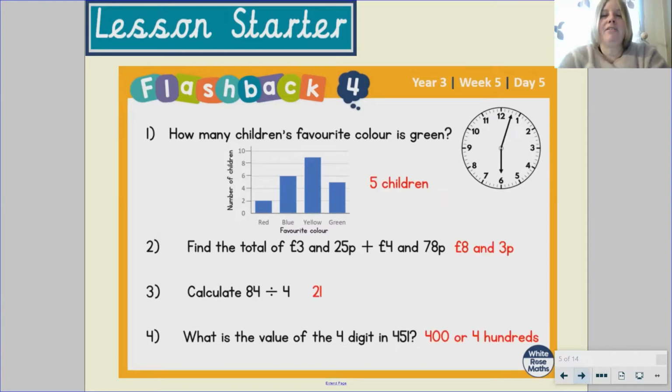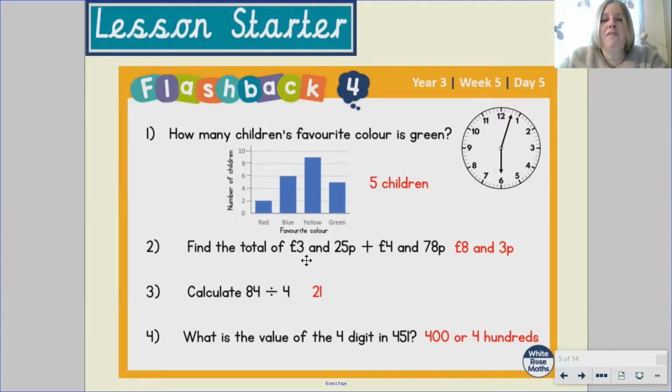Let's look at our answers. Question 1. How many children's favourite colour is green? So I needed to find green. Then I needed to go across and read. And it's halfway between 4 and 6. So 5 children liked green.